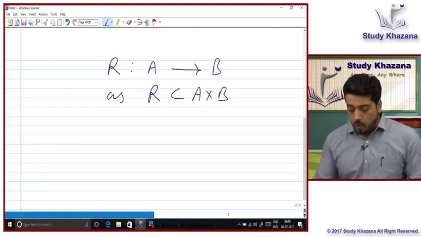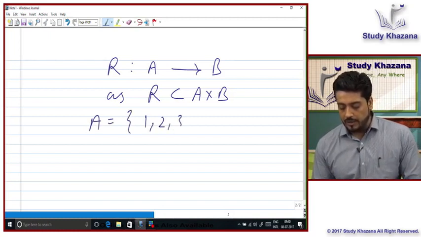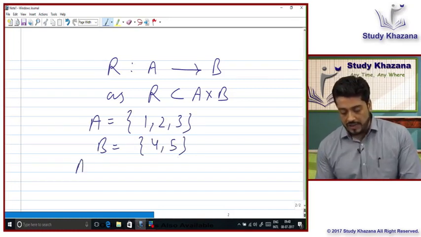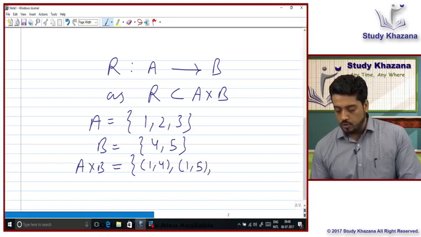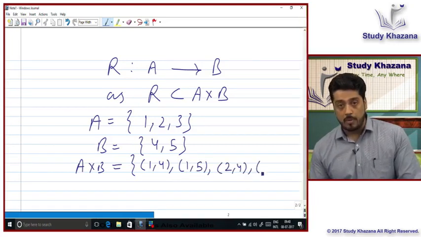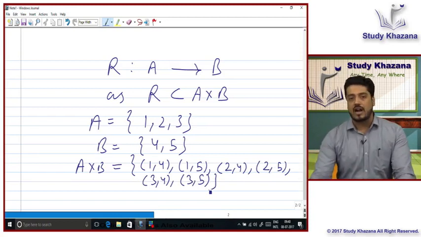Now, suppose for example, we have A = {1, 2, 3} and suppose B = {4, 5}. Then we know how to define A cross B. This A cross B is the collection of all pairs of the type (1, 4), (1, 5), (2, 4), (2, 5), (3, 4) and (3, 5). This is my A cross B, that is the Cartesian product.